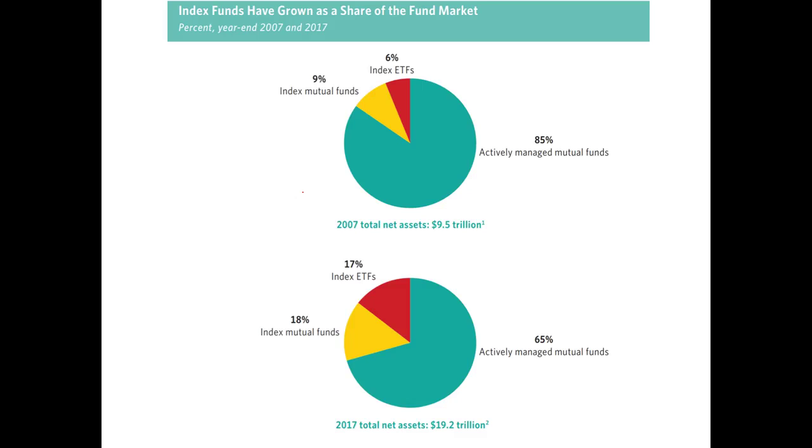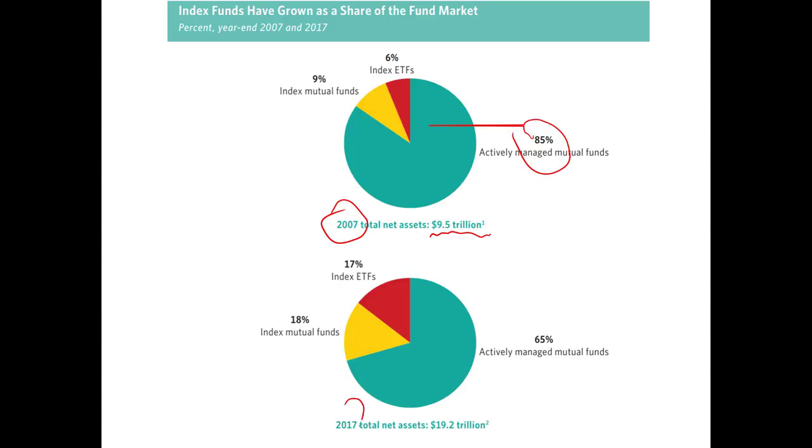If we look harder, though, we'll see that index funds have grown as a share of the market. So in 2007, mutual funds were worth in total a shade under 10 trillion, and 85% of that consisted of actively managed mutual funds, as opposed to index funds, which are created just to match a market. An actively managed fund tries to beat the market.